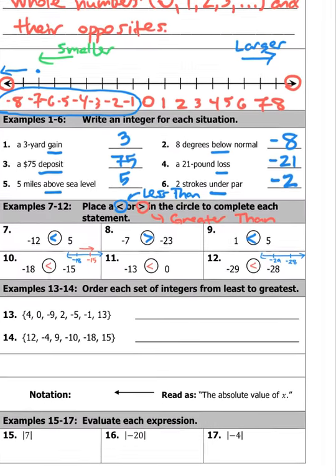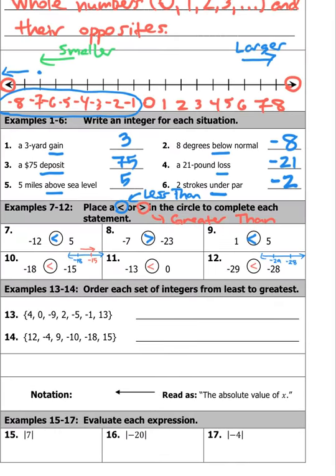Okay, we're going to expand that now to several integers. On 13 and 14 here, we're going to order each set of integers from least to greatest. So we'll start with our negative numbers and then work our way up to our positive numbers.